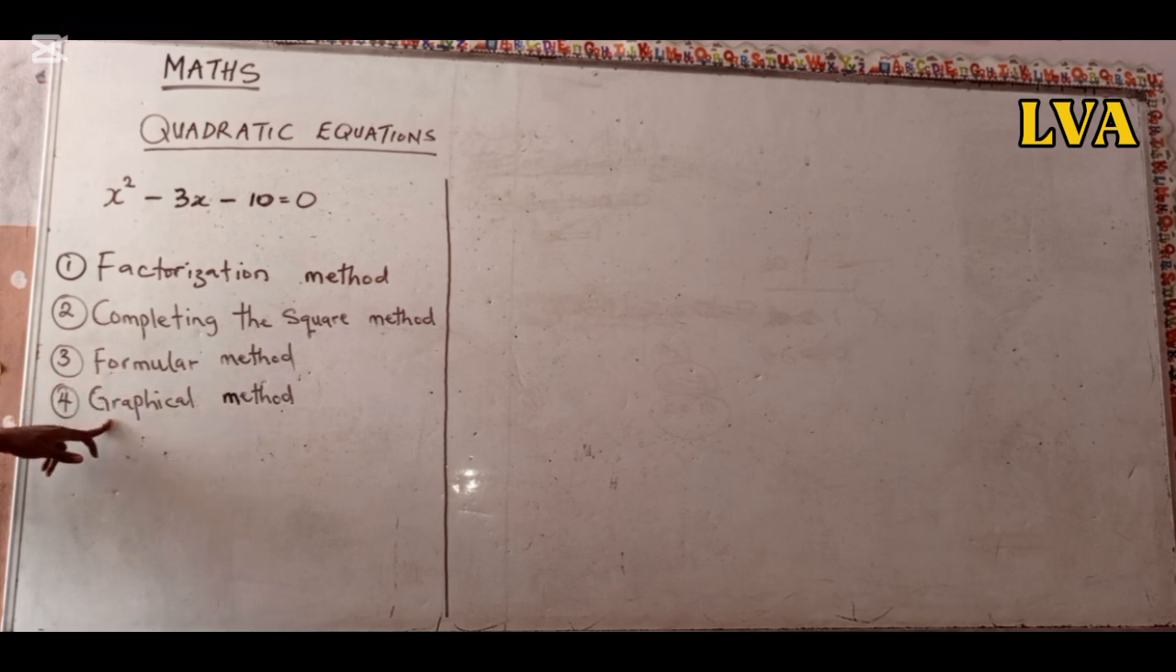Then we have the fourth one, which is the graphical method. But this one will require graphs, so we don't need to look at it now, since we're not dealing with graphs now. So these are the 3 ways or 4 ways of solving a quadratic equation.